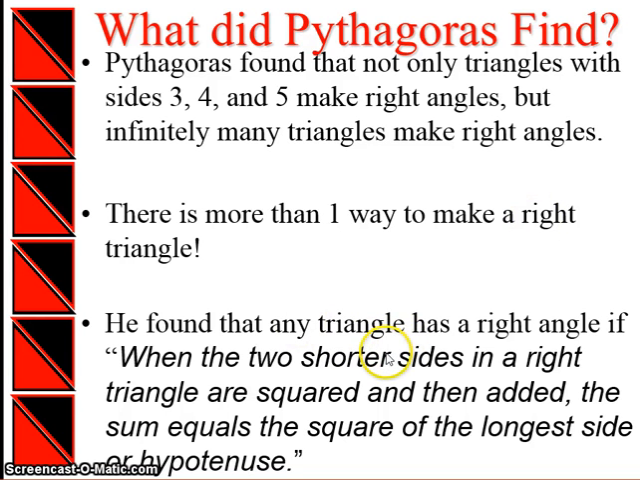So, what did Pythagoras find, and when did he come about? Pythagoras found that not only triangles with sides of 3, 4, and 5 make right angles, but that there are infinitely many triangles that make right angles. In other words, he proved there is more than one way to make a right triangle. And here was his theory. He found that any triangle has a right angle if, when the 2 shorter sides in a right triangle are squared and then added, the sum equals the square of the longest side, also known as the hypotenuse.